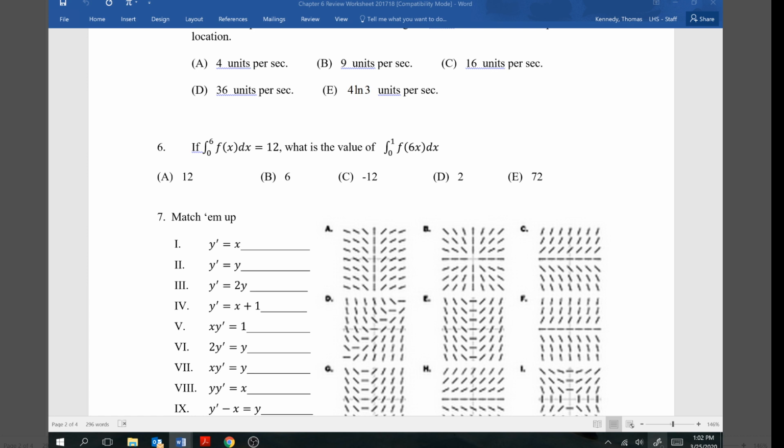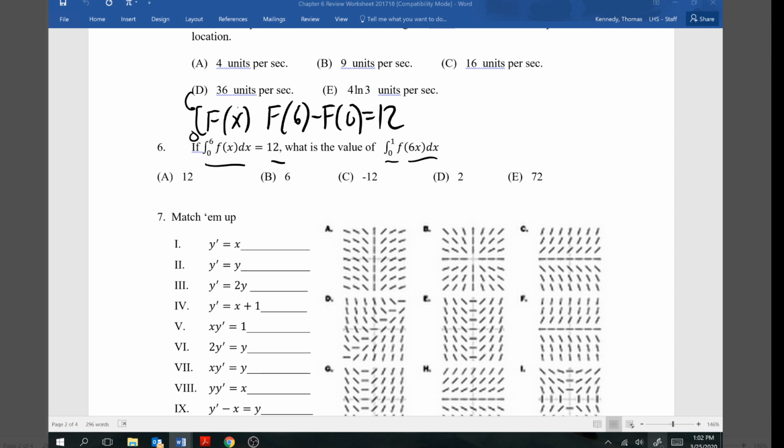Alright. So in 6 it says the integral from 0 to 6 of f of x is 12. And then it says, what is the value of the integral from 0 to 1 of f of 6x? So this is a properties of integrals question. The first step is to realize that big F of x is the integral of f of x, and if I plug in 0 and 6, it means big F of 6 minus big F of 0 is 12.